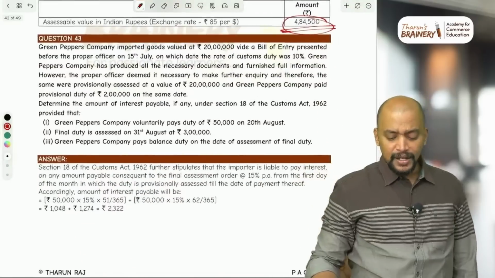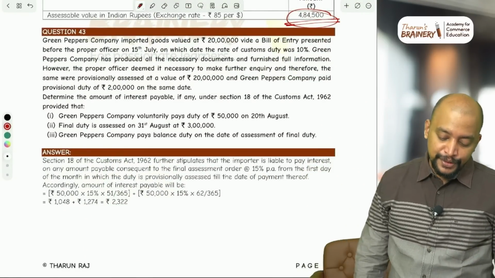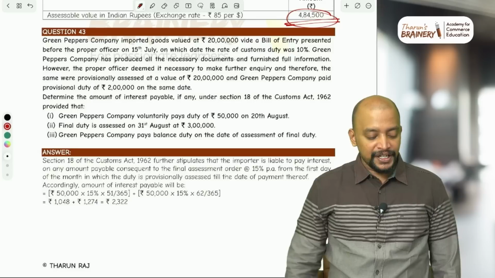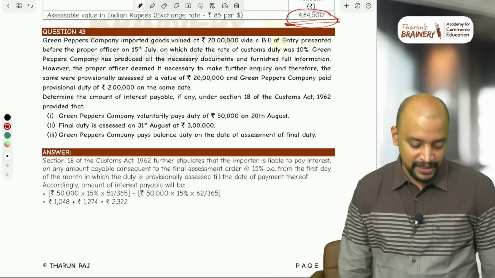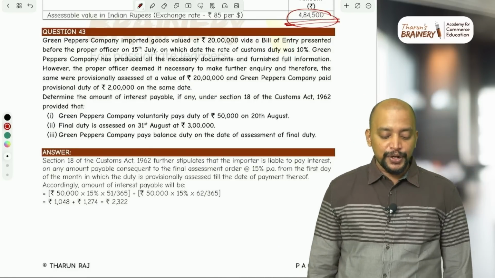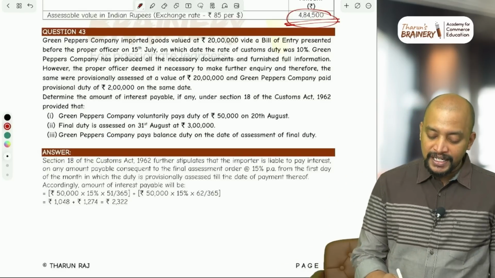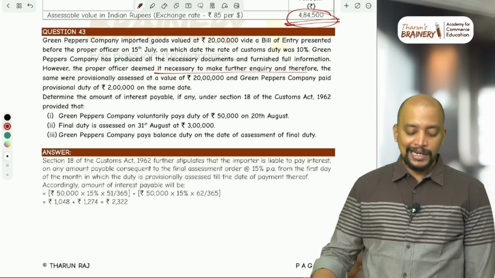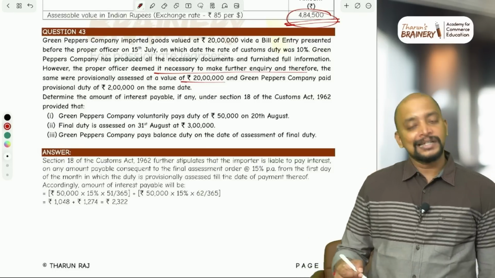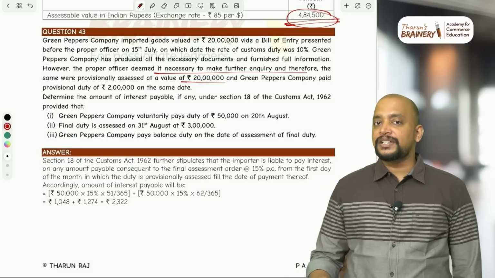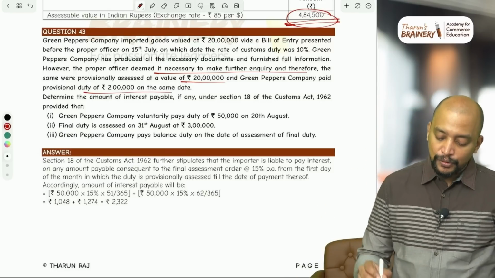Next. Question number 43. Green Peppers Company imported goods valued at 20 lakhs while the bill of entry was presented before the proper officer on 15 July, on which date the rate of customs duty was 10%. Green Pepper Company Limited has produced all the necessary documents and furnished full information. However, the proper officer deemed it necessary to make further inquiry, and therefore the goods were provisionally assessed at a value of 20 lakhs. Yes. So whenever for want of documents, they can go for provisional assessment, and Green Peppers Company paid provisional duty of 2 lakhs on the same day.